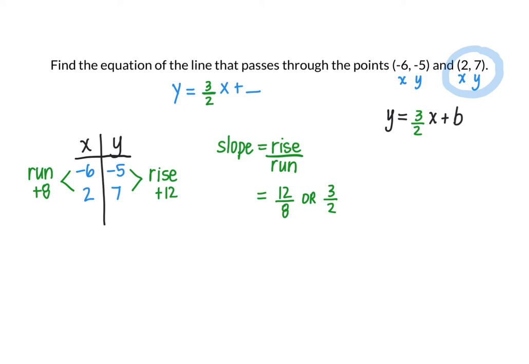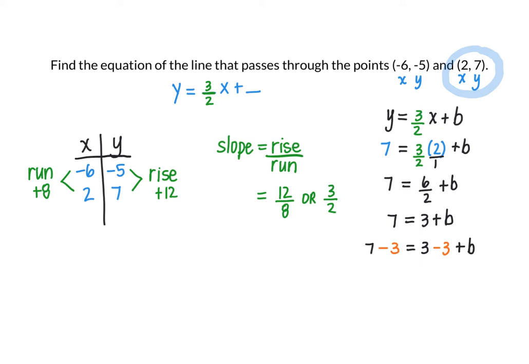What we'll do is we'll sub the 7 in the place of the y. The 3 over 2 in the place of m is already there. So we'll multiply this by the x value of 2. We'll add b to the end here because that's what we're going to need to determine. When we multiply the 2 by the 3 over 2, we'll get 6 over 2, which can be simplified to 3.